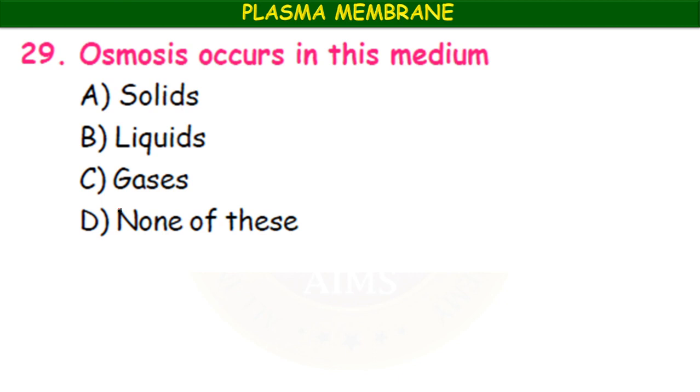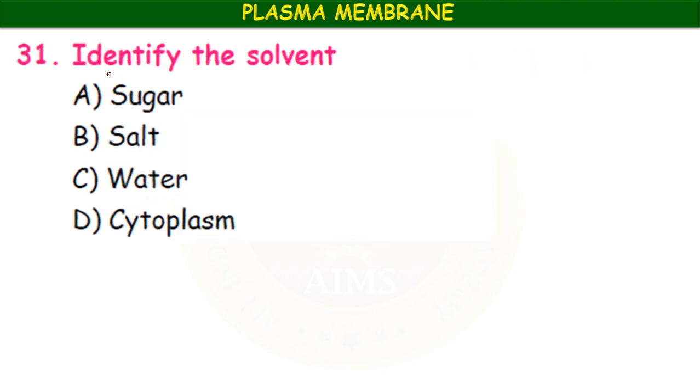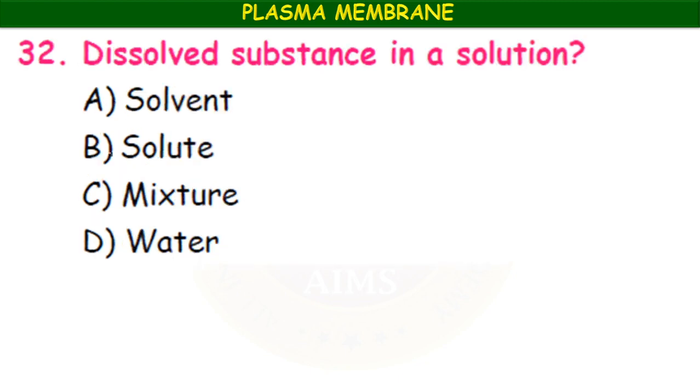Osmosis occurs in this medium: solids, liquids, gases. Osmosis occurs in a liquid medium. A semi-permeable membrane is necessary for osmosis, diffusion, both, none of these. So especially for osmosis, a semi-permeable membrane is required. Identify the solvent: sugar, salt, water, cytoplasm. So the universal solvent is water. The dissolved substance in a solution: solvent, solute, mixture, water.